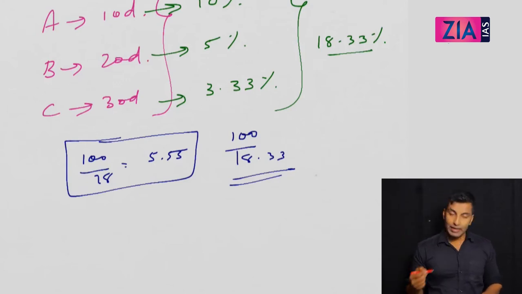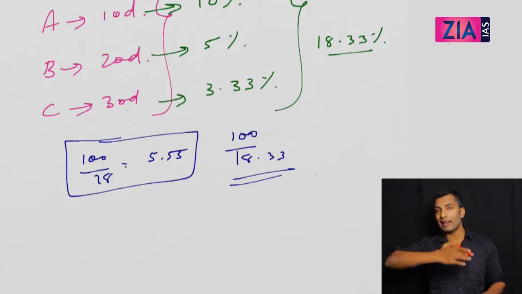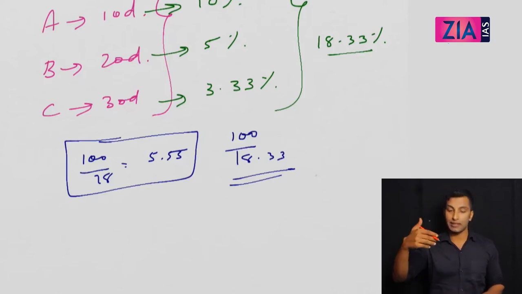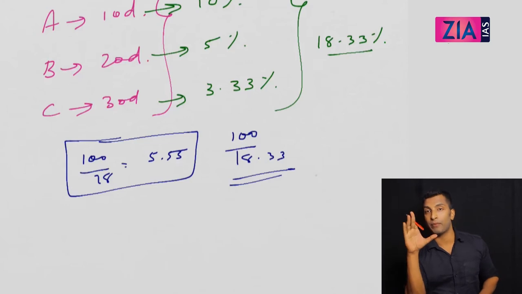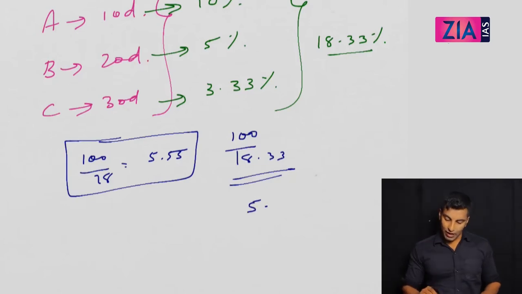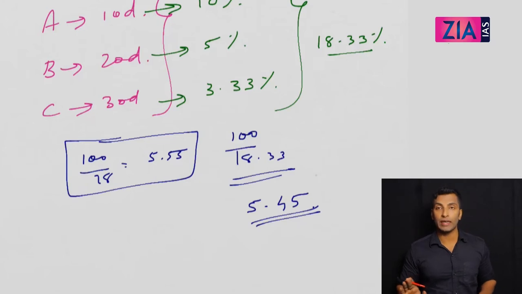So 100 by 18 is 5.5, which means 100 by 18.33 will be slightly less, because the denominator is slightly higher. And it can't be less than 5 because 100 by 20 is 5. So it is between 5.5 and 5. The actual answer is around 5.45, but you will anyway get this from the options. You don't need to do the calculation.